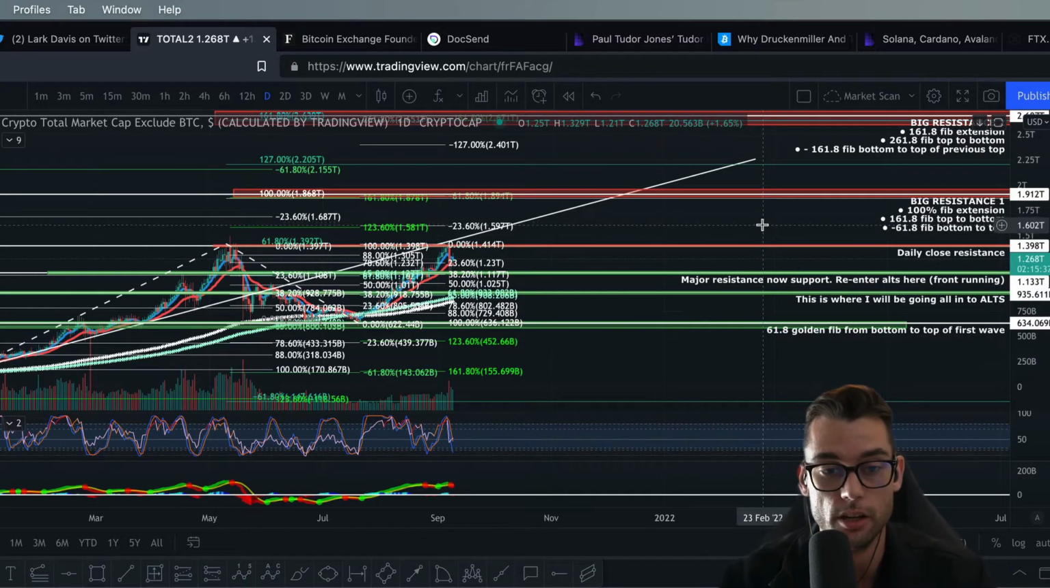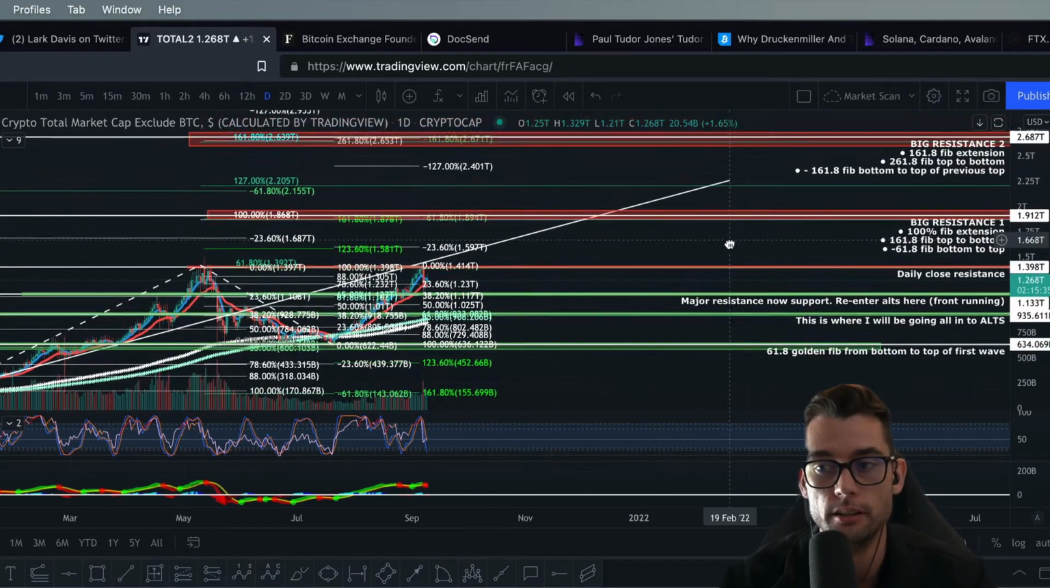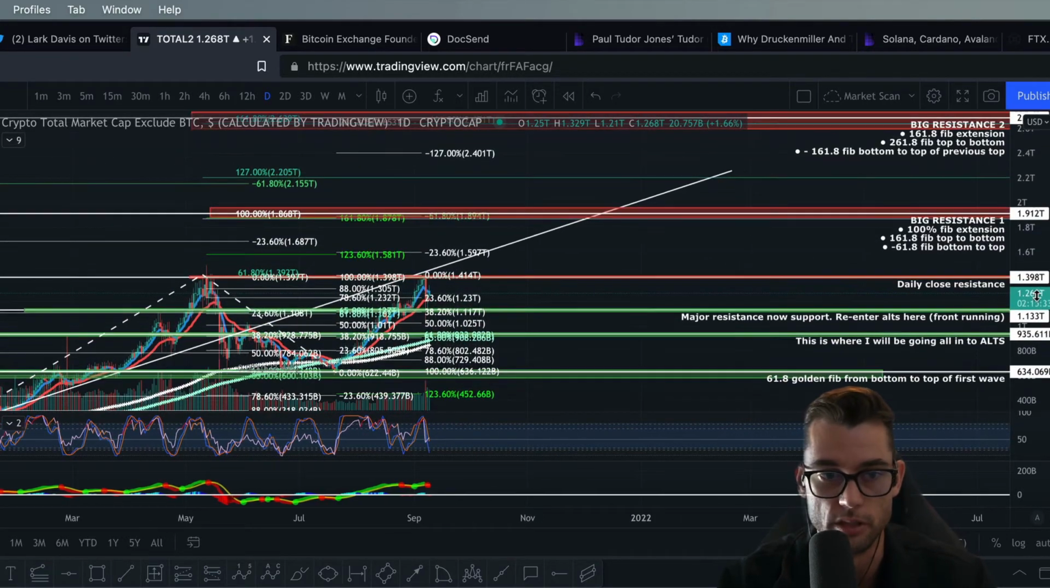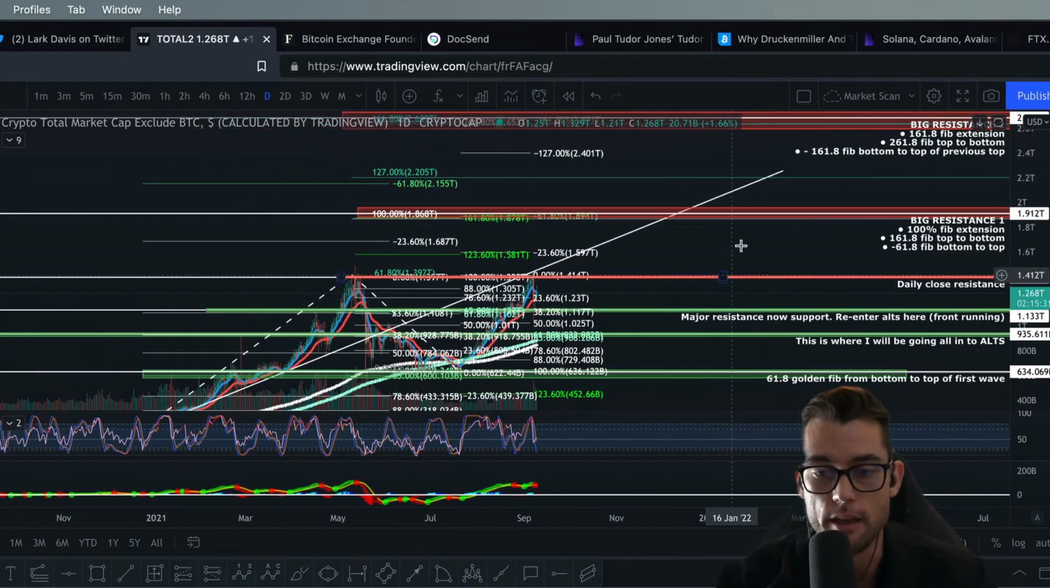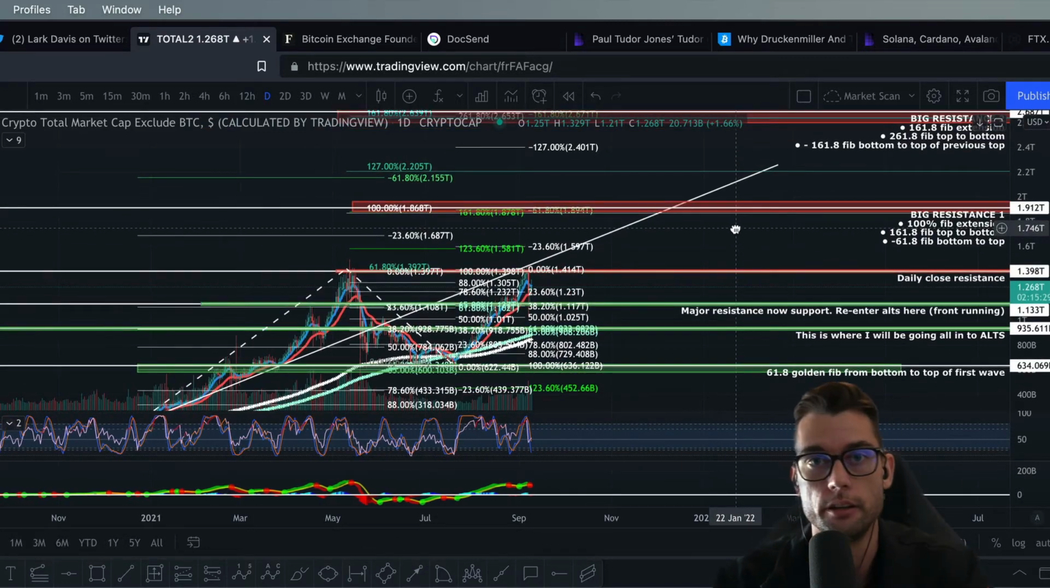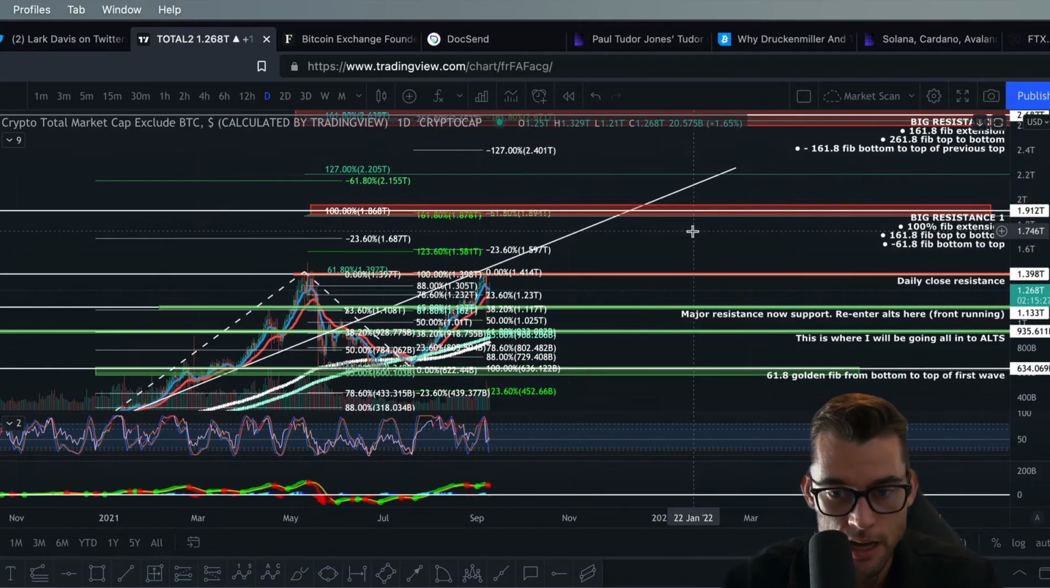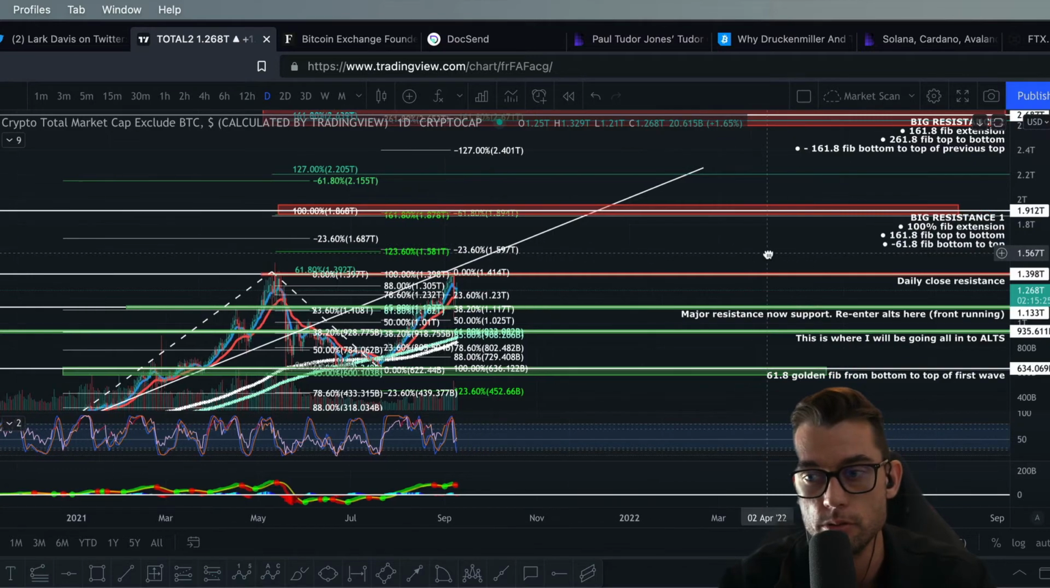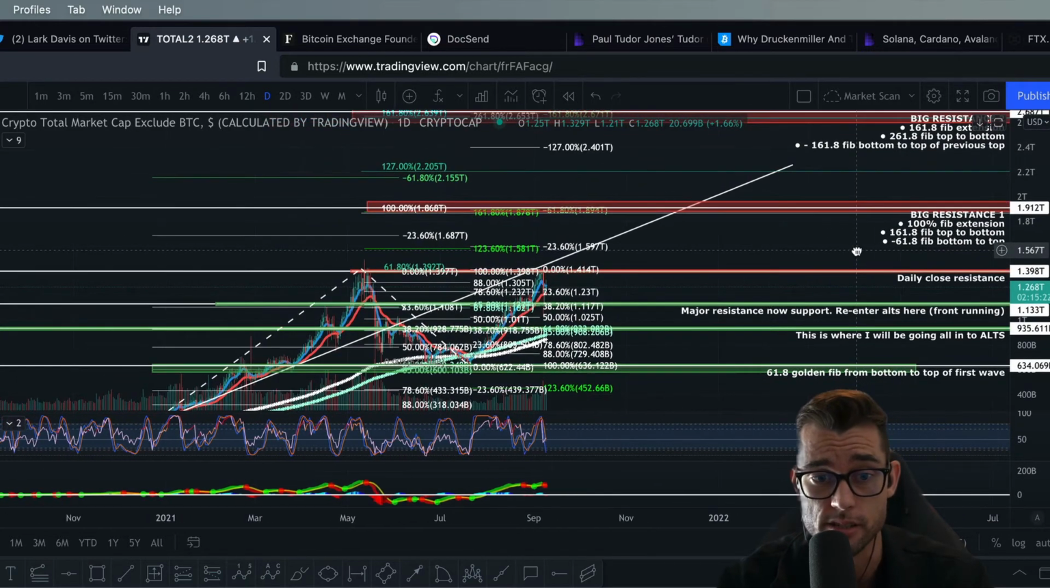All right, so I just did a little bit more of the Fibonacci stuff, and these Fibonaccis are really, really accurate. They're really good. So I took them and I found two huge levels of resistance. The first one is right here at $1.912 trillion for the crypto total market cap, excluding Bitcoin.